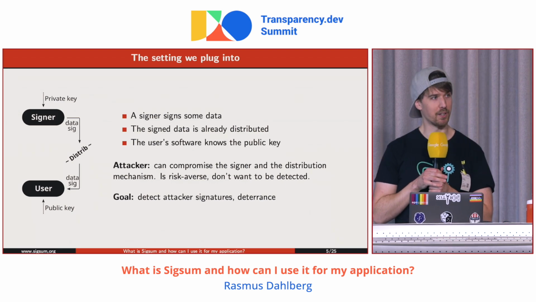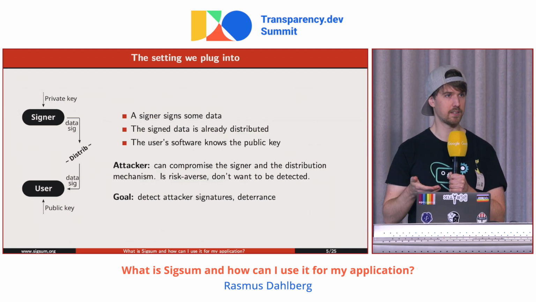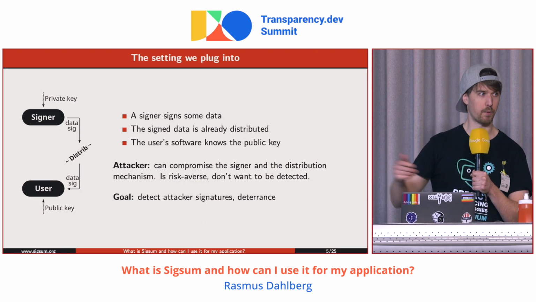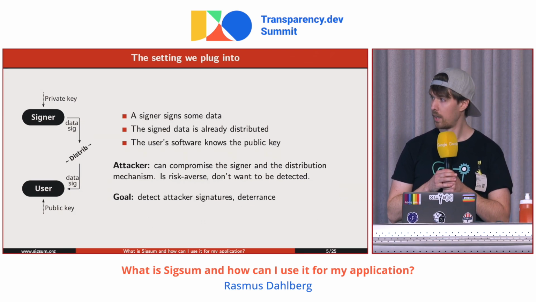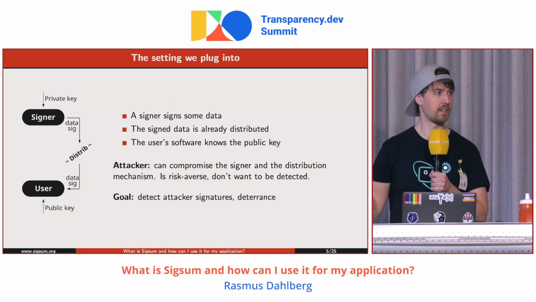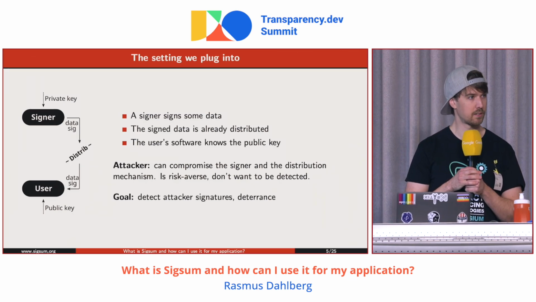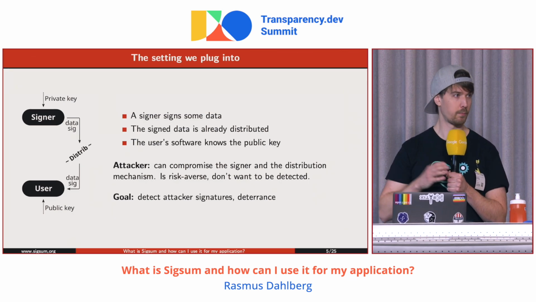And this is like the typical transparency log setting where you want to detect things, and because you can detect them, you can also deter them from happening in the first place. So the goal here is simply we want to detect if the attacker is doing these malicious signatures, and hopefully that will cause some deterrence.